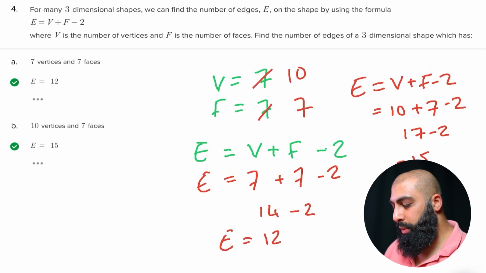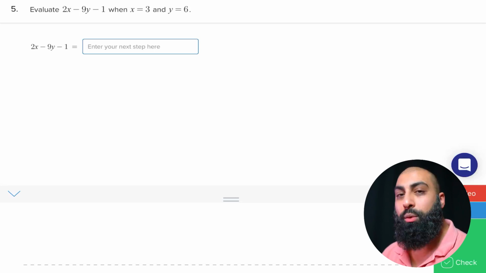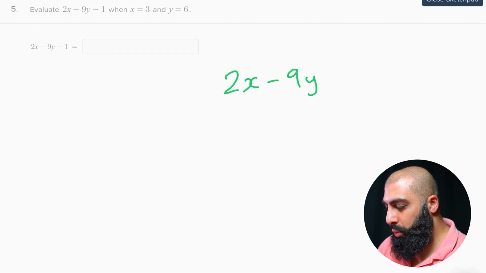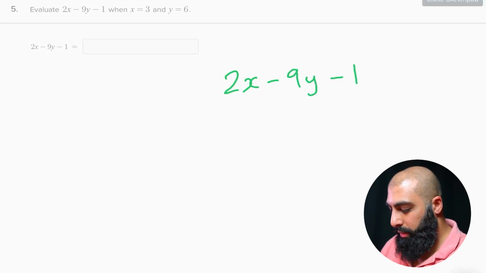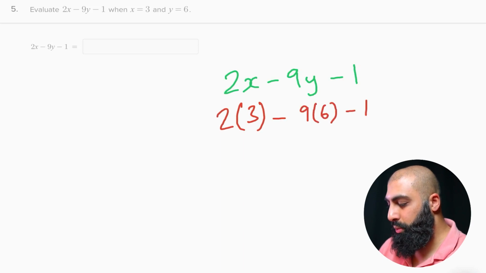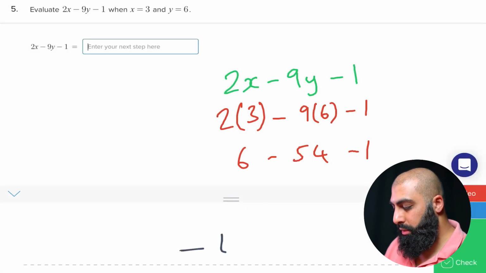So simple algebraic substitution. Question 5 says evaluate 2x minus 9y minus 1 when x is equal to 3 and y is equal to 6. So we are going to substitute 2x minus 9y minus 1. We know that x is 3, so 2 times 3 minus 9 times 6 minus 1. So we've got 6 minus 54 minus 1, which is equal to minus 49. Okay, so we're going to put into here minus 49.